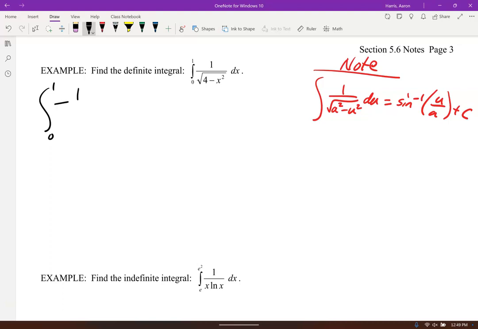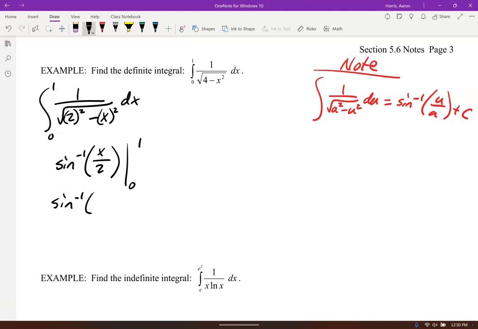This is from 0 to 1, 1 over, let's write it this way, that's a 2 being squared, that's our a, so our a is 2, minus our x is then being squared dx. And so, you know, you could let u be x, but obviously du would just be dx, right? You don't need to because it's just x. So a is 2, u is x, and you're good to go ahead and write that this becomes the arc sine of u, which is just the x, over a, which is the 2, from 0 to 1.